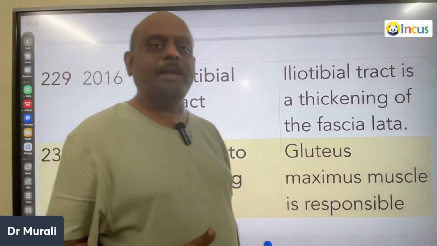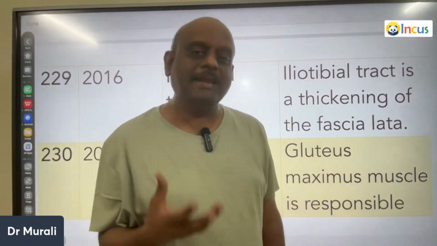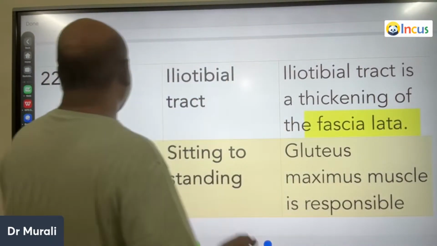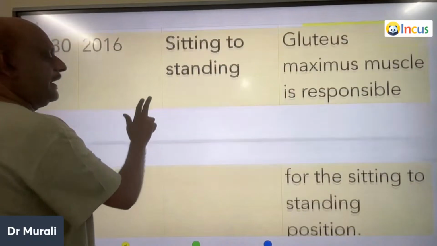So what is the iliotibial tract? Iliotibial tract is a thickening of the fascia lata. Fascia lata is what you have to remember. Gluteus maximus.